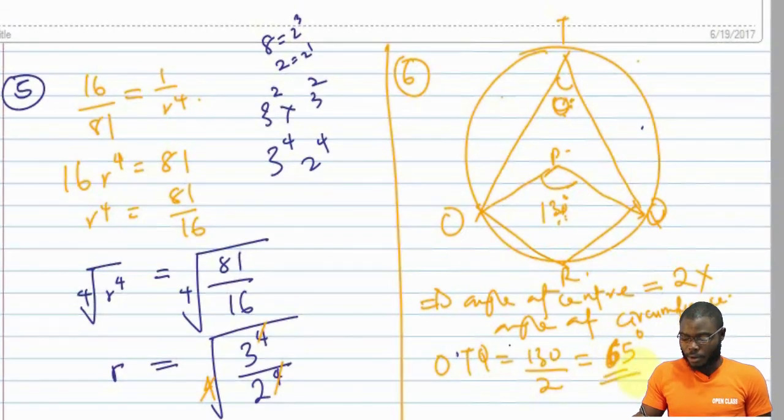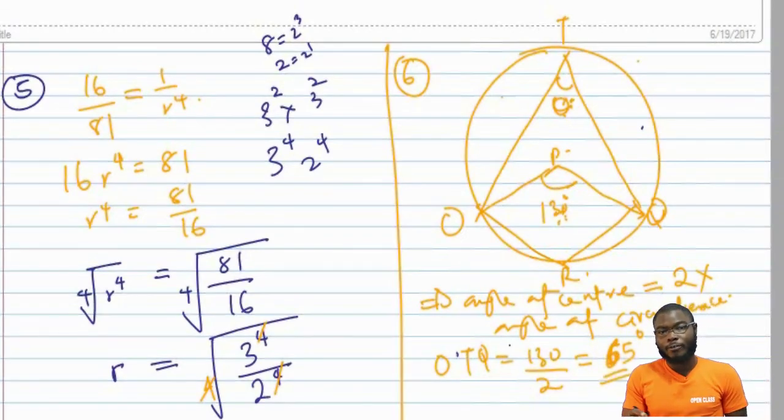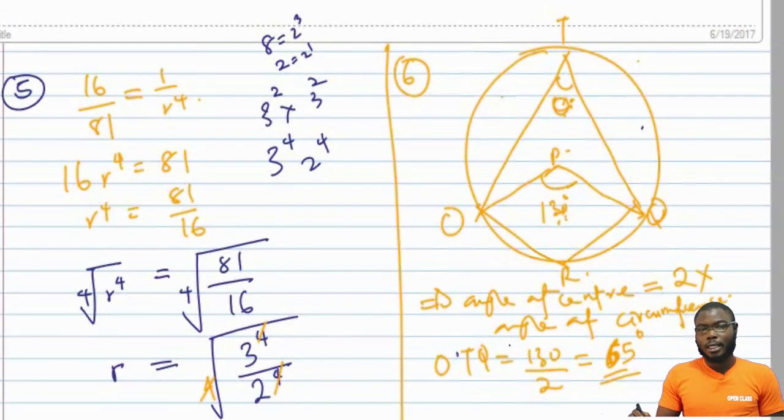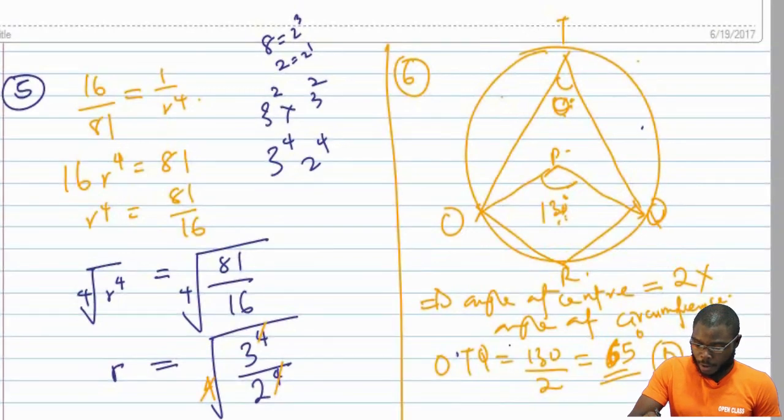Okay. Now, if you look at the first option there, it says 230. The second option says 55 degrees. The third option says 115, and the last option D says 55 degrees. So your answer is 65 degrees.